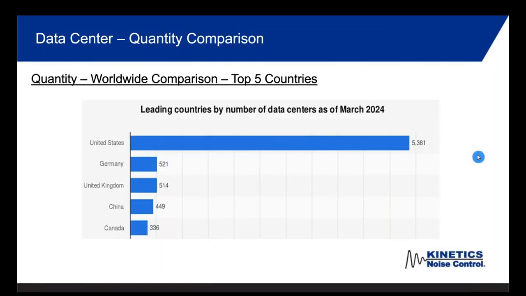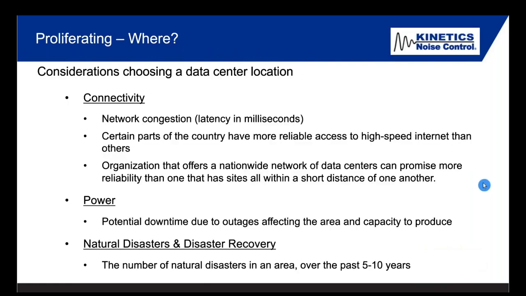Just another statistic, and this is all to get you in the mood to talk about data centers and noise control. If you look at the worldwide comparison, the leading country by number of data centers as of March 2024, just a few months ago: if you look at the top 5 countries, you can see the US has almost 5,400 data centers, compared to the next in line, Germany, with 521. In fact, if you add the quantity of data centers in the top 12 countries, you still don't equal the amount of data center expansion that's happening in the United States. Just a comparison information there.